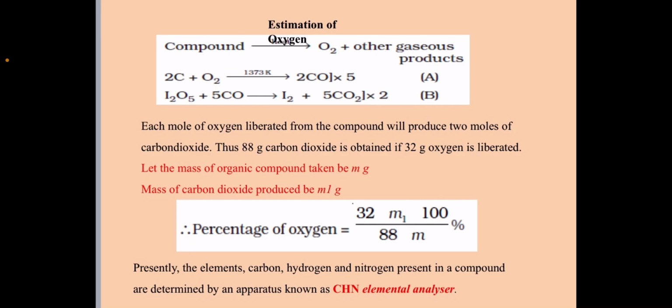Now each mole of oxygen liberated from the compound will produce 2 moles of carbon dioxide. Thus 88 grams of carbon dioxide is obtained if 32 grams of oxygen is liberated. So if m is the mass of the organic compound taken, then the mass of carbon dioxide produced is m1 gram. Then we can calculate the percentage of oxygen as 32 into m1 into 100 upon 88 into m. That will give you the percentage of oxygen.